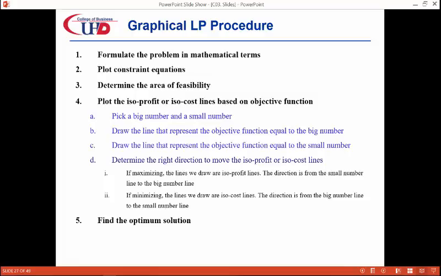Then we need to determine the right way for moving the ISO line. If the objective is to maximize, then it must be from the small number line to the big number line. On the contrary, if we want to minimize, then it must be from the big number line to the small number line.